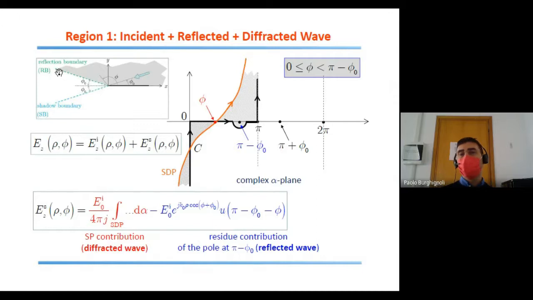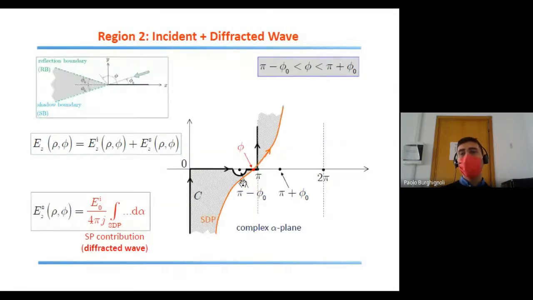If we now increase the observation angle phi beyond pi minus phi 0, we get a situation like that, in which, as you can see, the portion of the lambda plane that is swept when changing the integration contour does not contain the pole. So basically, the scattered field is entirely that of the steepest descent path. That is, it is a purely diffracted wave in this direction, away from the shadow boundaries.